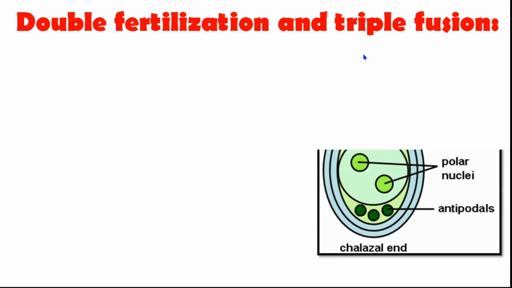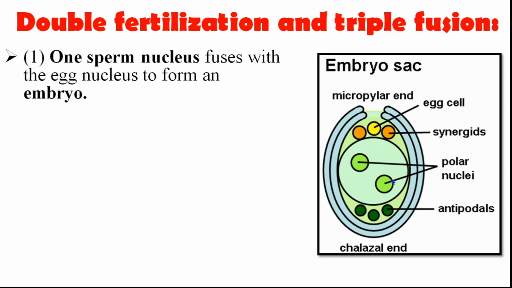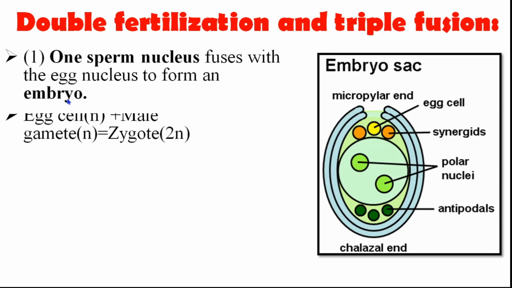What is double fertilization and what is triple fusion? Double fertilization means when fertilization occurs twice. This is the structure of the embryo sac, which contains the egg cell surrounded by the synergids, and the antipodal cells on the opposite side, where the polar nuclei are present at the center. So out of the two male nuclei, meaning the sperm nuclei, one sperm nucleus fuses with the egg nucleus and forms the zygote. Then the zygote develops into the embryo.